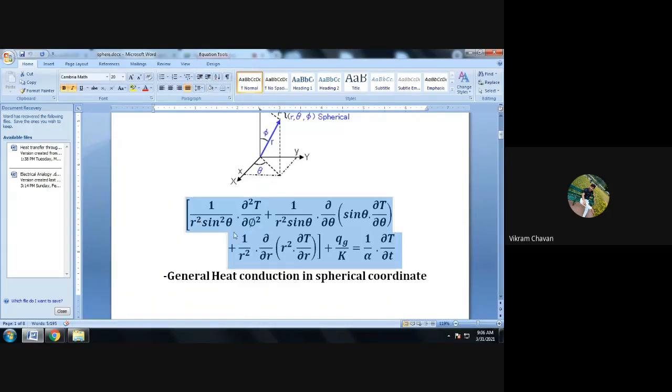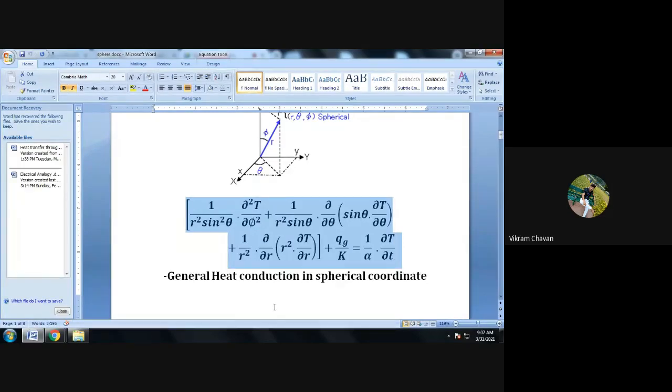The terms in the square brackets represent the spherical coordinate system and the temperature change with respect to spherical coordinates. In the second term, qg is the heat generation per unit volume per unit time, k is the thermal conductivity, alpha is the thermal diffusivity, and the partial derivative of T with respect to small t is the temperature change with respect to time.